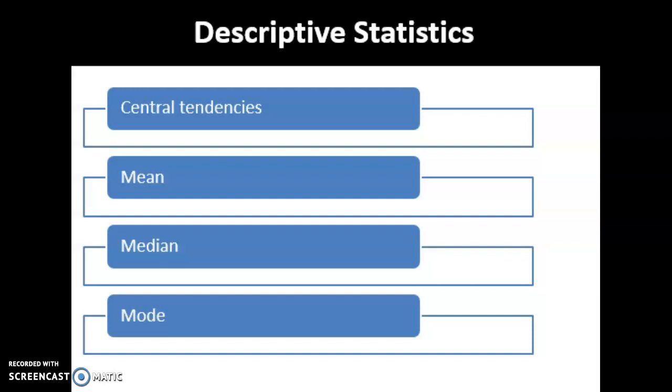Its limitations are if there is more than one modal value, basically if there is more than one value that has occurred the same amount of times in that dataset, then the mode has to become bimodal, so there has to be two modal values. And this could sometimes make the research more complex and harder to understand.